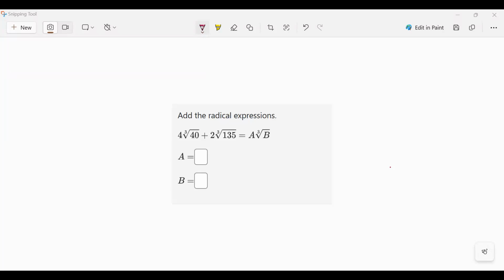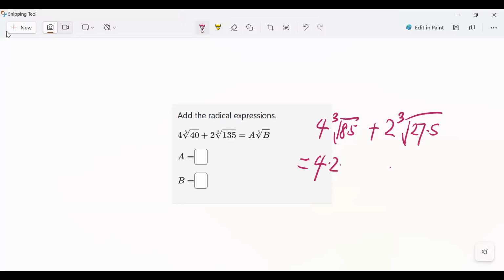Let's go over the solution here. So we have 4 times the cube root of 40. The maximum perfect cube that goes into 40 is going to be 8 times 5. And the maximum perfect cube going into 135 is 27, right? 27 times 5 is 135. Let's simplify: 4 times the cube root of 8 is 2, and then we get the cube root of 5. And 2 times the cube root of 27 is 3 times the cube root of 5.